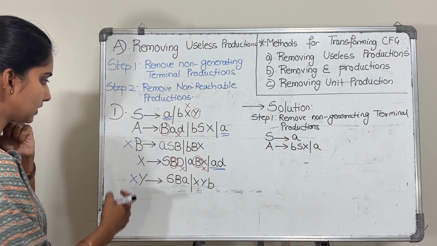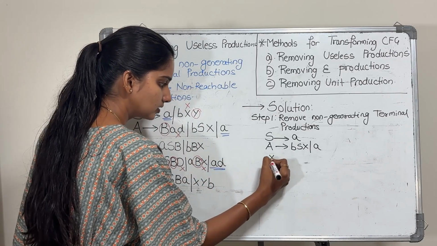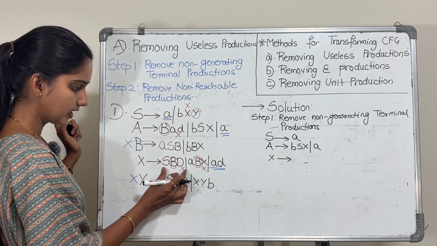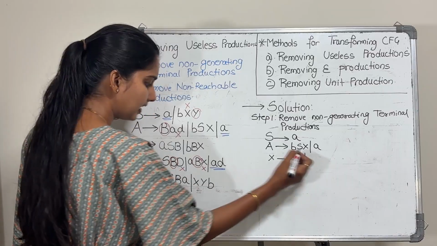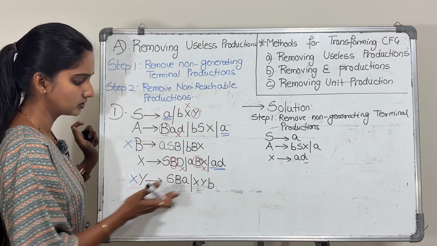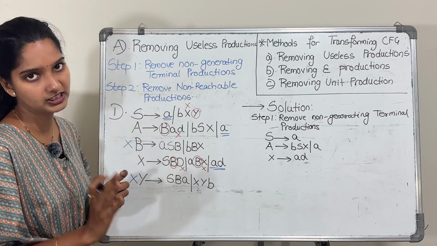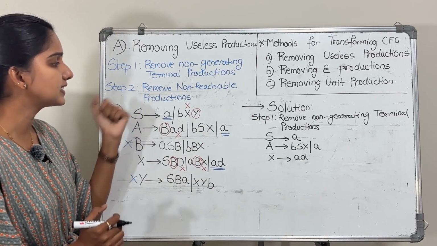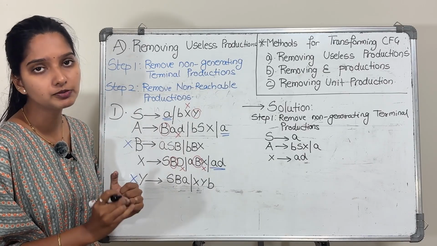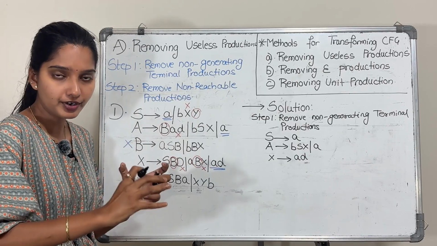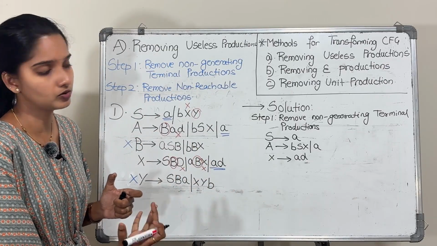Next, B we are not taking since it is not generating a terminal production. Next, X. We are not going to take two productions because they have B. What we are remaining with is A and D. And lastly, Y we are not taking because it is not generating a terminal production. So this was my first step. I hope this is clear to you all. Now coming to the second step: remove non-reachable production. Non-reachable production means if from one production we cannot go to some other production, then we are not going to consider those productions. Okay, so let's see.